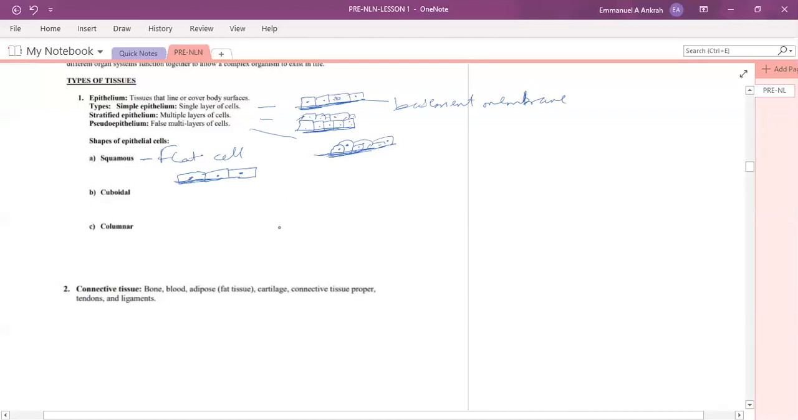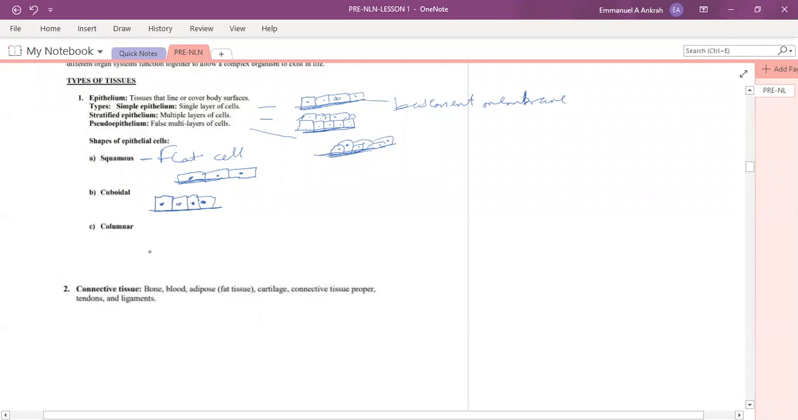Okay. They have a squamous type of epithelium, squamous. Then they have those that are like cubes. You call a cuboidal epithelium, and then the nucleus will be round. They look like cubes, so cuboidal epithelium.